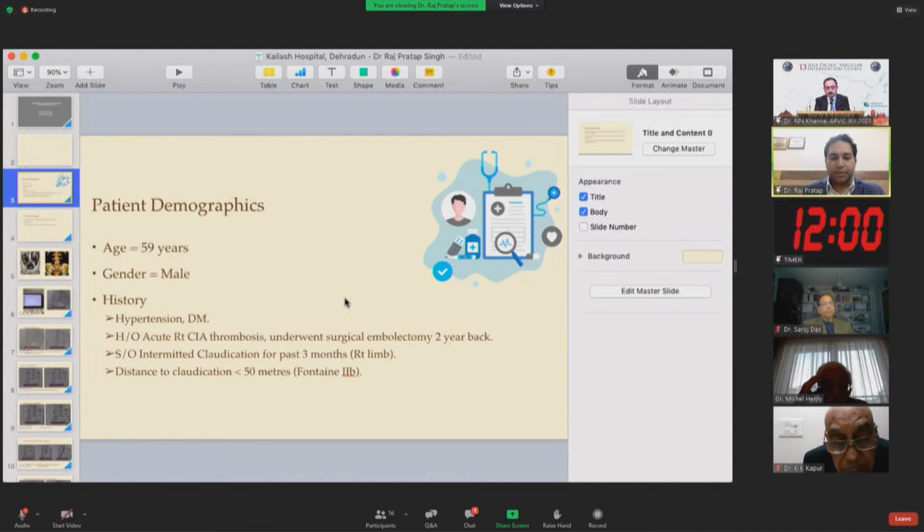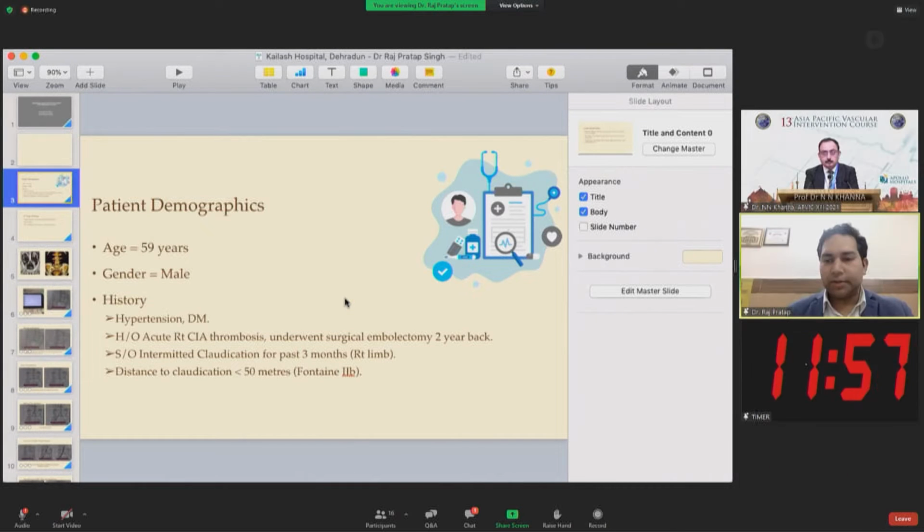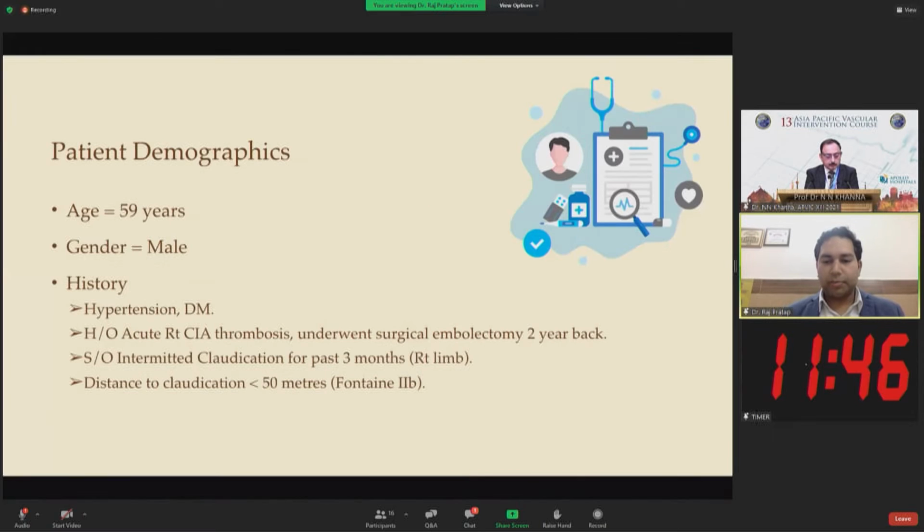He was hypertensive, diabetic, and presented 2 years back with a history of acute limb ischemia on the right side. He was diagnosed as having acute right common iliac thrombosis. The patient underwent surgical embolectomy and did fine for around 1.5 years. Then he presented with intermittent claudication of the right limb for 3 months, and the claudication distance was less than 50 meters.